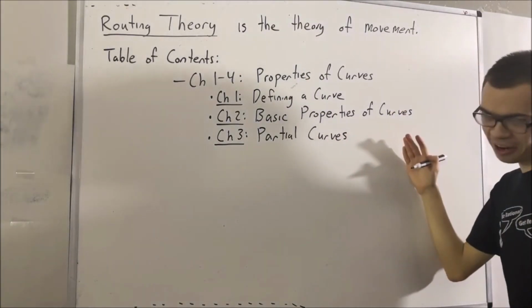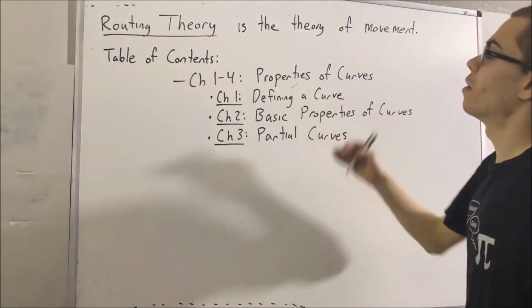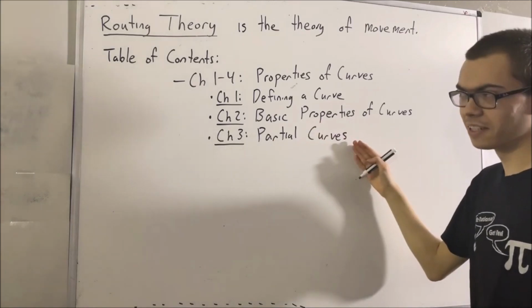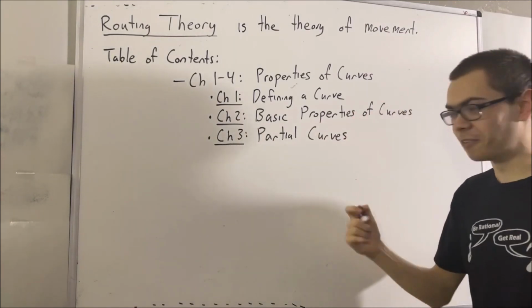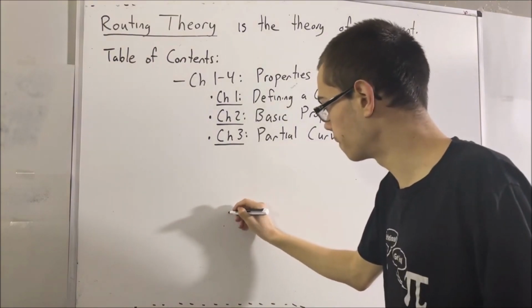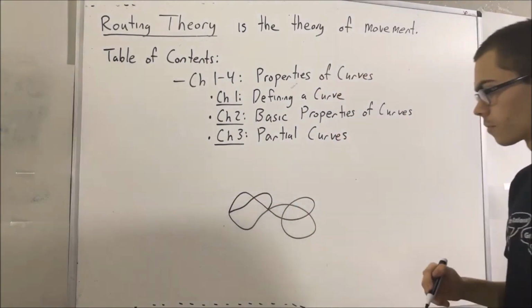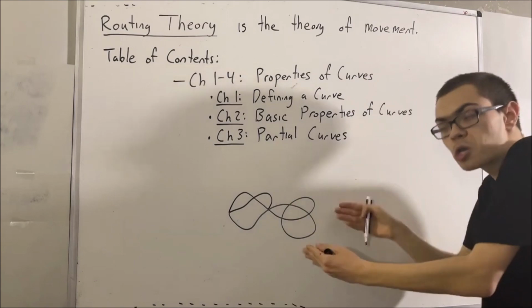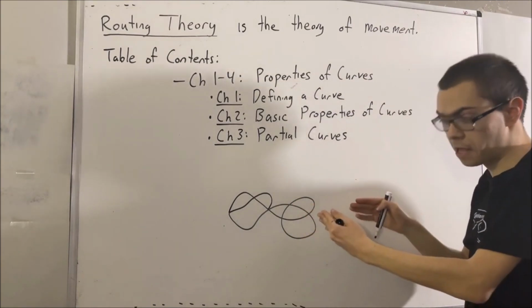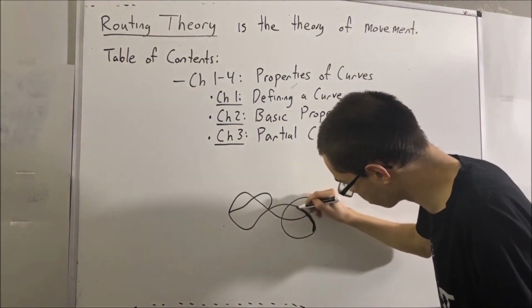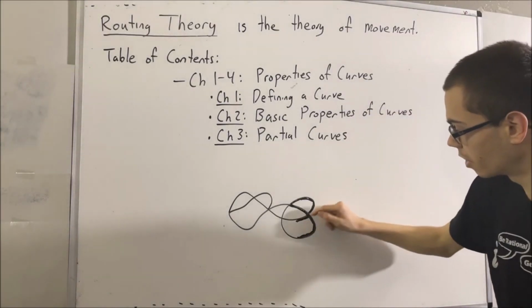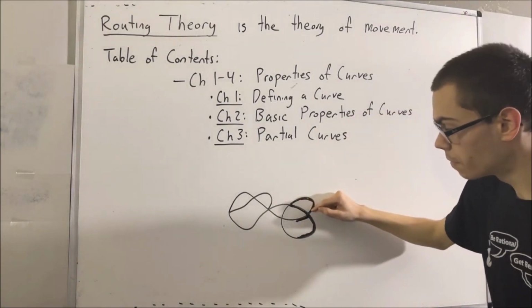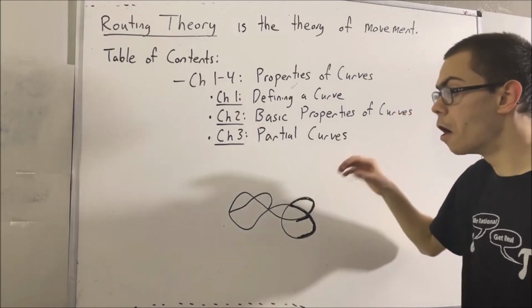Now that sounds scary, right? Oh, that was good. But all a partial curve is, is a part of a curve. So for instance, if I have this curve, if we want to look at a partial curve of this curve, then for instance, what I've highlighted in black right here would be an example of a partial curve of this curve.